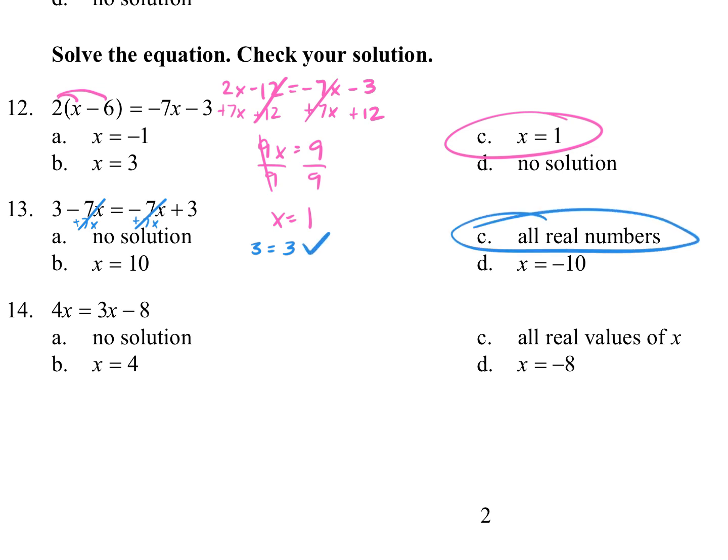So when you get a true statement, it's all real numbers. We don't have an x, so we can't say x is equal to. It'd be all real numbers because 3 equals 3. If you got 3 equals 4, what do you think our answer would be? Does 3 equal 4? No, it'd be no solution because that wouldn't be a true statement.